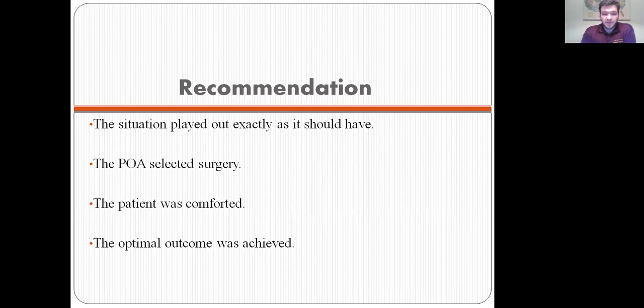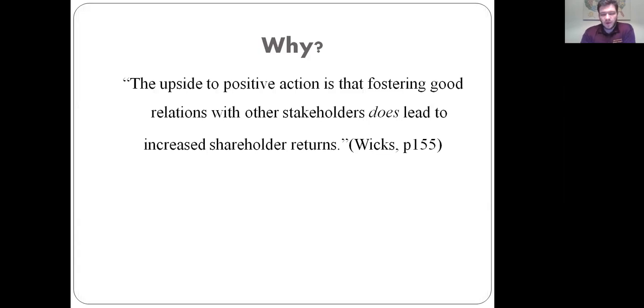Throughout this process, the patient was comforted. The power of attorney and the patient together selected to receive the surgery, and all in all, the optimal outcome was achieved. Why do we do this?